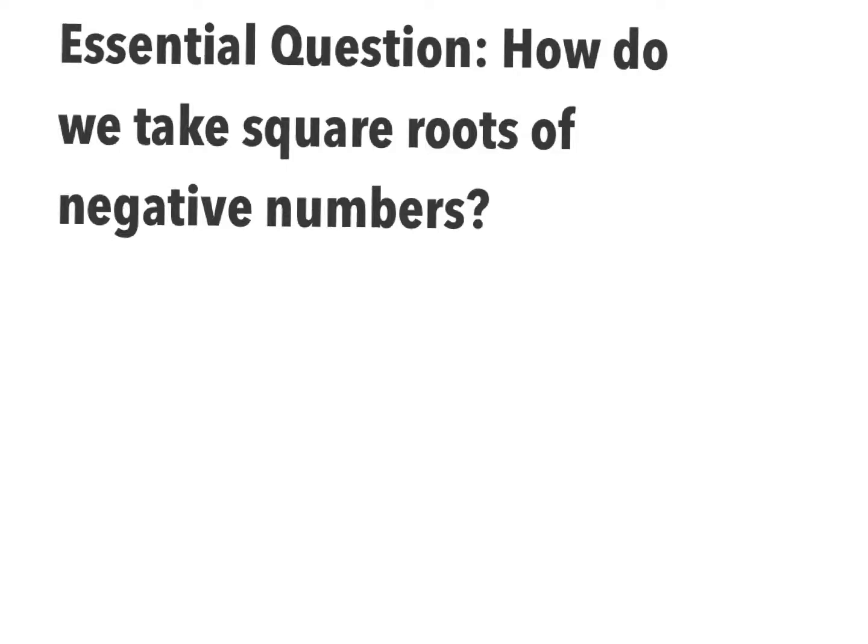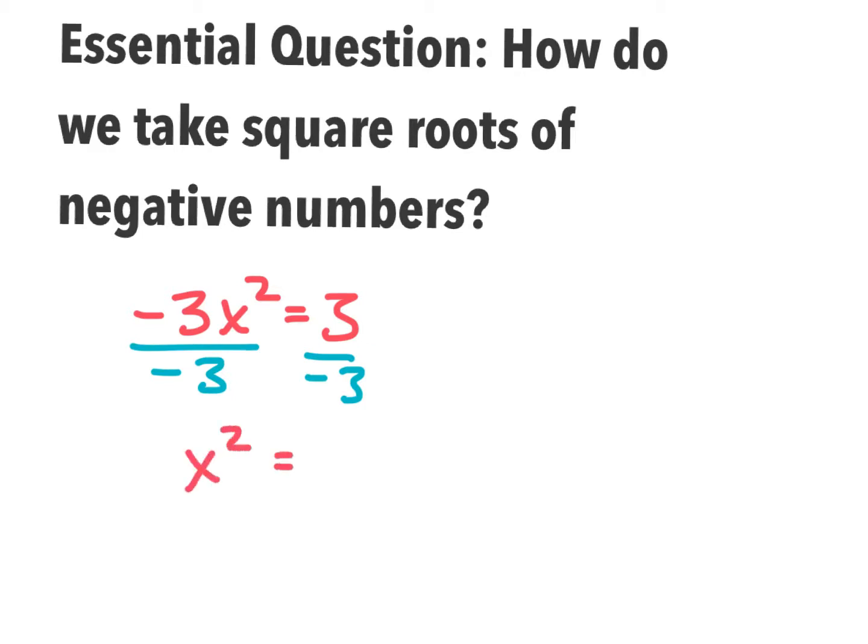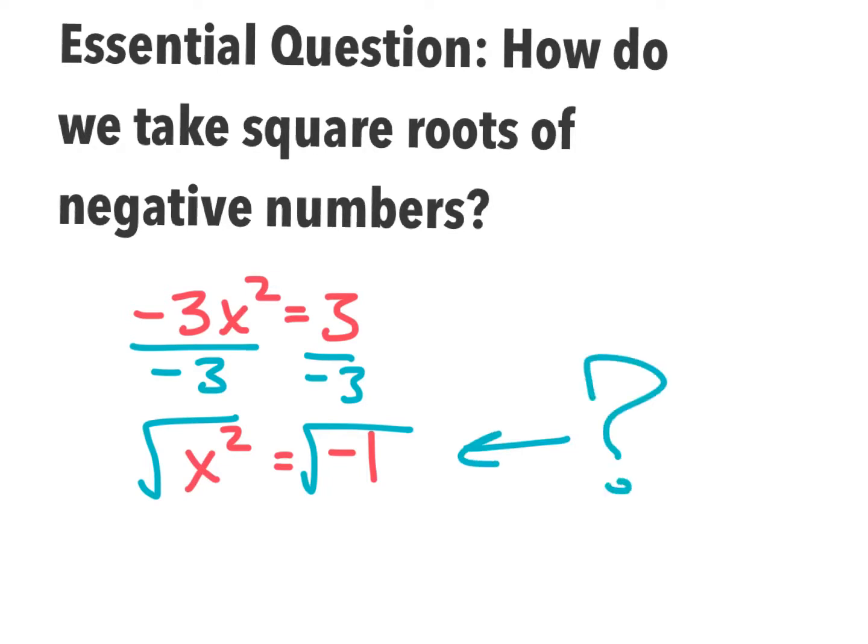Hello. Today we're going to try to answer the question, how do we take square roots of negative numbers? You see, if you were solving the equation negative 3x squared equals 3, you would divide both sides by negative 3, trying to get x squared by itself. You get x squared equals negative 1. And then in the next step, you would take the square root, but, whoa, we run into a problem. What do we do here whenever we have the square root of a negative?